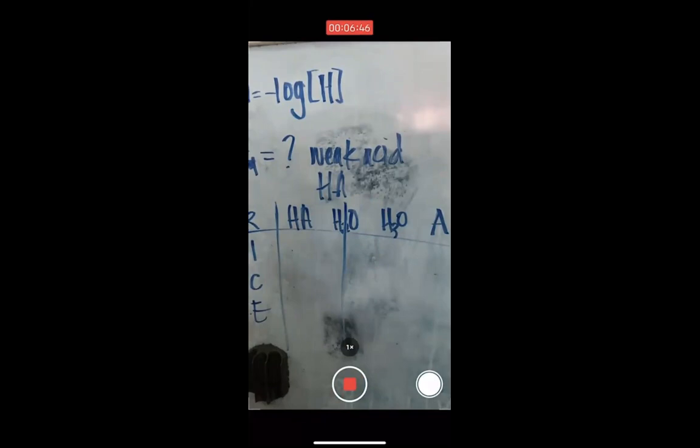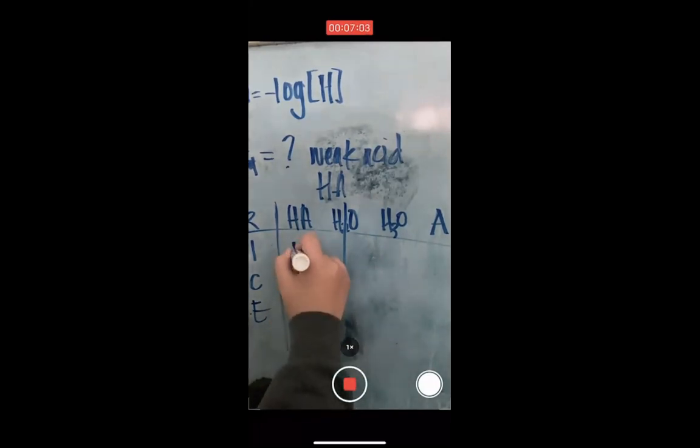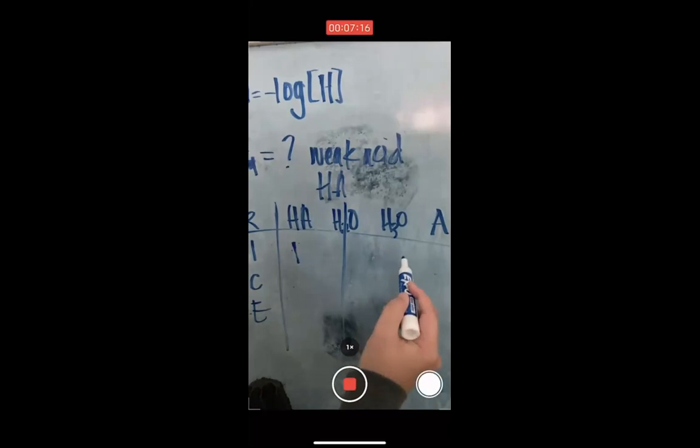So let's fill out what we know. If you remember how to fill out a RICE table, R is reaction, I is initial, C is change, and E is equilibrium. So are we given any of our initial values? Well, we know we have 1 molar, 1 molarity of the weak acid. That's what's given, right? But do we know anything else? Are we given anything about H3O and A? Not yet. So our initials for these we're going to assume are 0 because we weren't given anything for it.